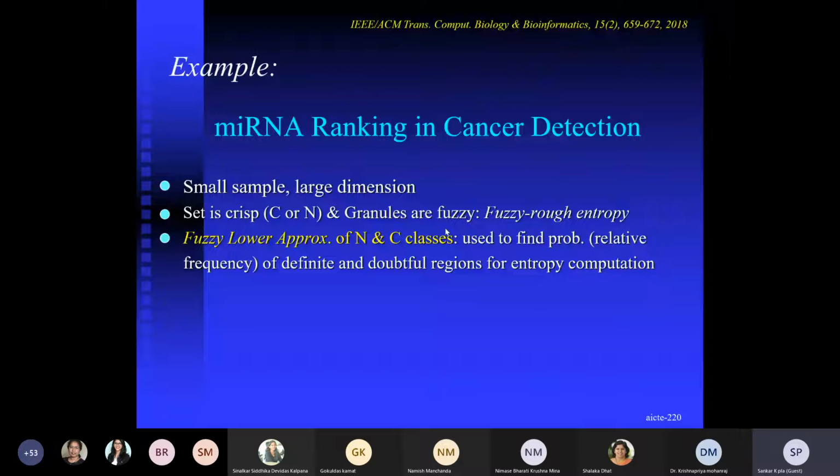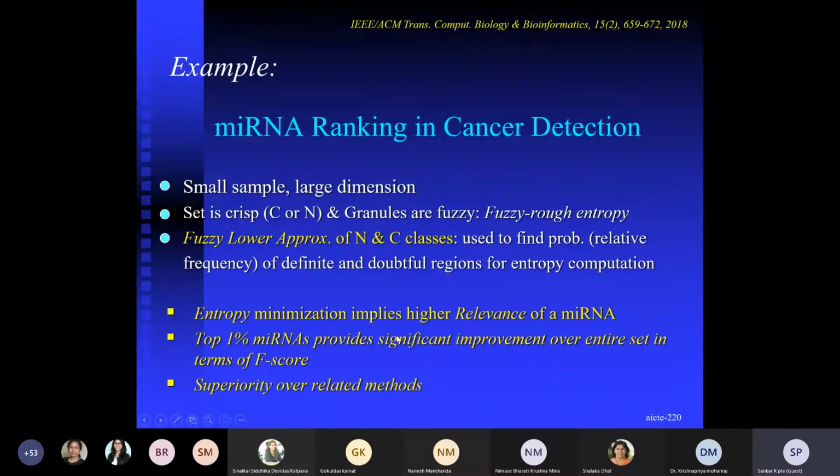So we use the fuzzy lower approximation of normal and cancer classes to find the probability of definite and doubtful regions for entropy computation, because here the granules are fuzzy, but decision making is crisp. So we'll find that probability, the relative frequency of definite and doubtful regions, for entropy computation. And we'll see that entropy minimization implies higher relevance of a microRNA.